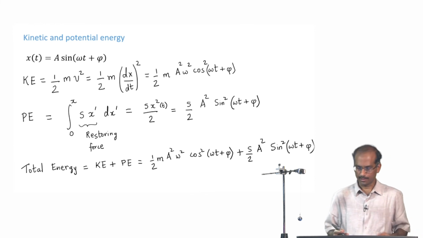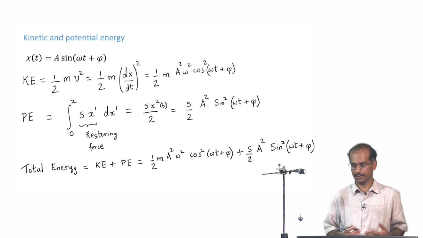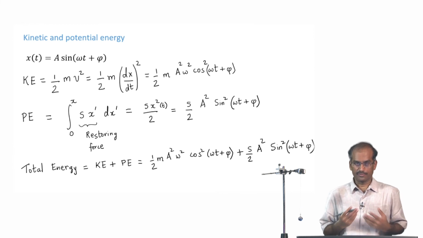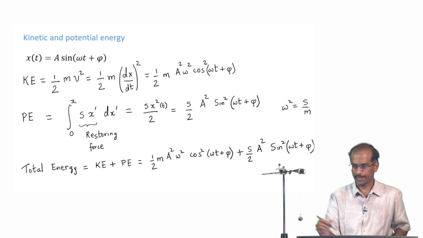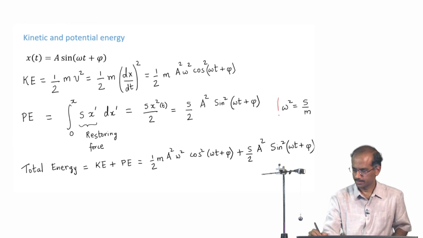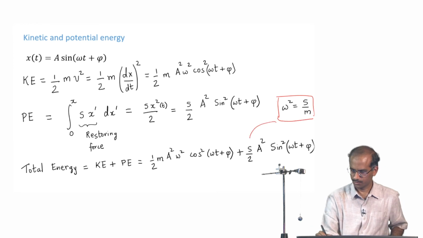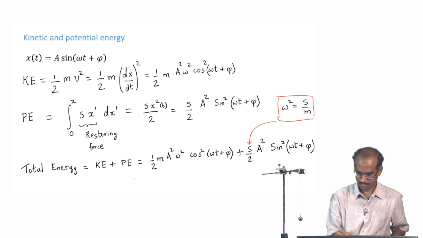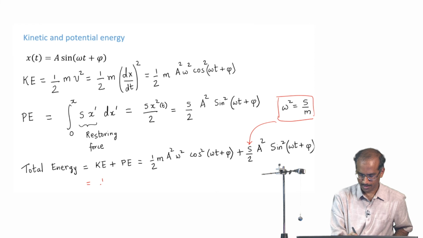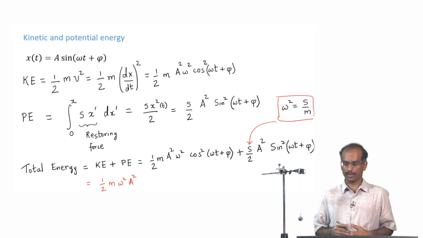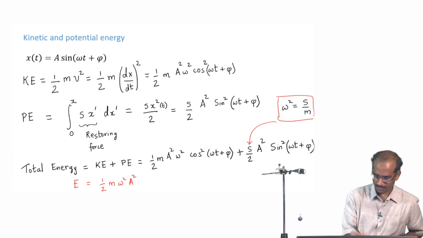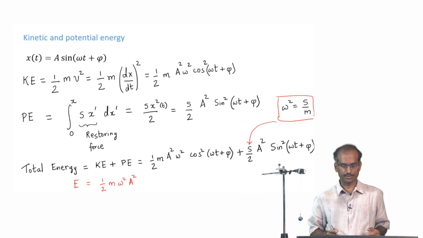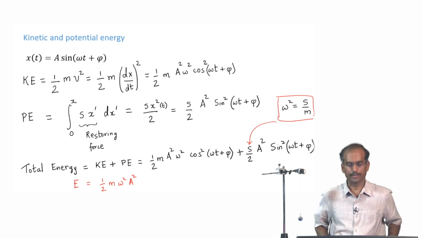So, if we remember what we did in the first module, there is a relation between m, omega and the stiffness constant S, which is that omega square is equal to S by m. If we plug in this relation and substitute for S here, this expression can be simplified and it would simply become half m omega square a square, and there will be this sin square omega t plus phi plus cos square omega t plus phi, which will be equal to 1. So, the total energy, which I am denoting by E, will simply be equal to half m omega square a square.